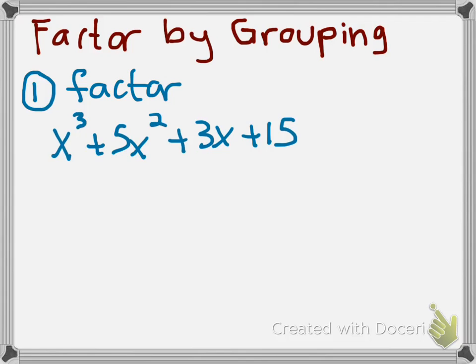However, there is another method, and that's factor by grouping. So we're going to look at the first group and the second group. That's what I mean by factor by grouping. You have 4 terms, and you're going to break it up. Look at just the first 2 terms.